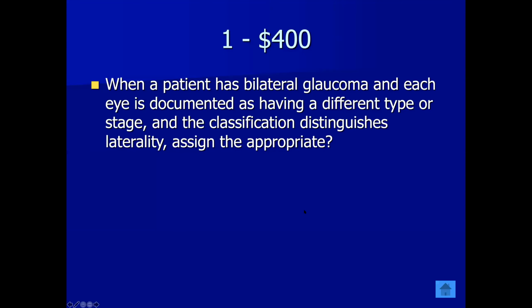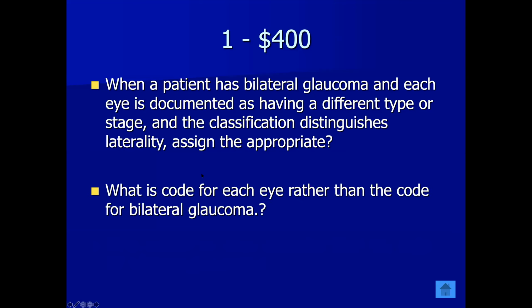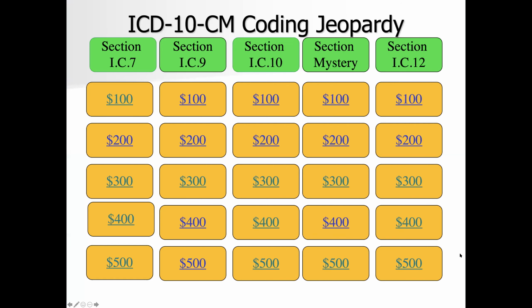When a patient has bilateral glaucoma and each eye is documented as having a type or stage, and the classification distinguishes laterality, assign the appropriate... Oh, I guess I got happy fingers today. And the answer is, what is the code for each eye rather than the code for the bilateral glaucoma? All right, okay, I'm going to move my fingers away from the screen, and here is the next one.